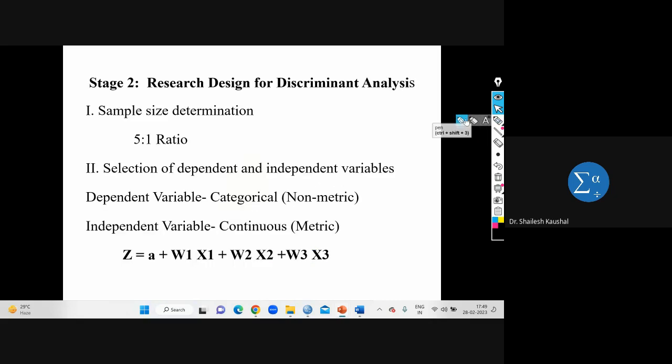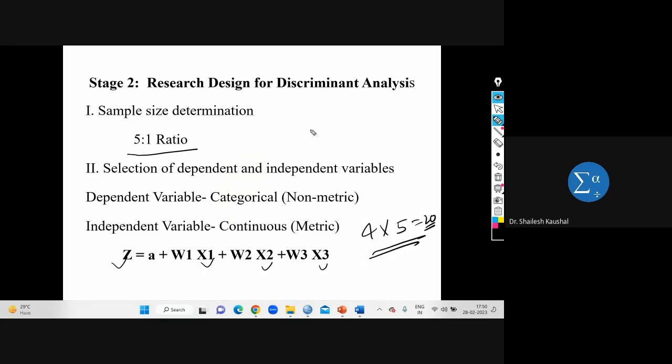Now, second question you may ask, sir, what should be the sample size for conducting the discriminant analysis? The sample size is 5:1. What does it mean, 5:1? If you are taking 4 variables, so your sample size should be 5 times of your variables. Your sample size should be 20.